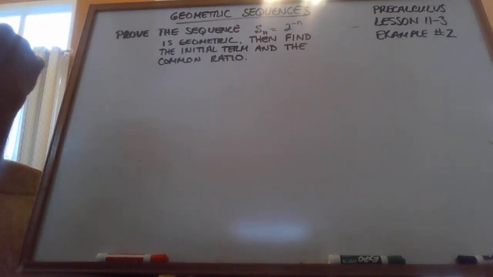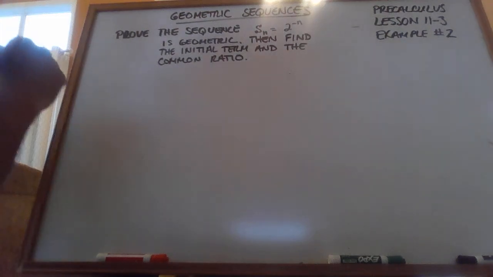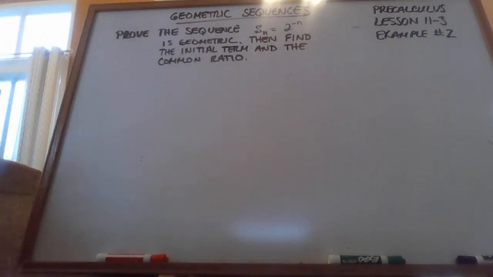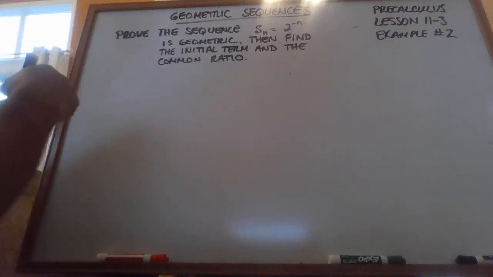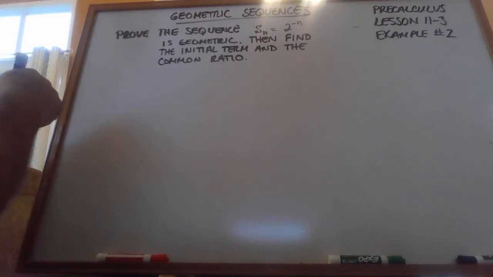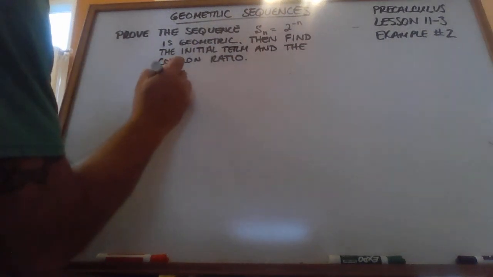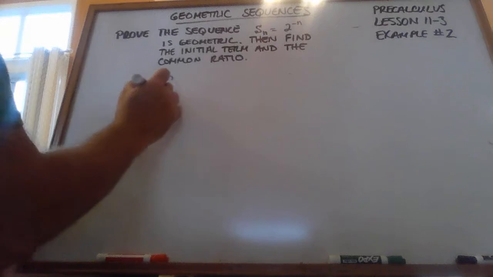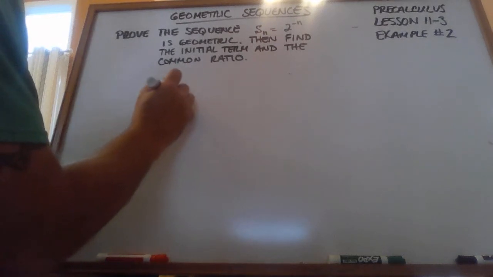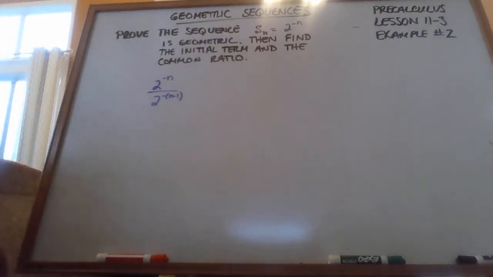So in order to prove that a sequence is geometric, you need to find a common ratio, and you do that by taking the ratio of the nth and the n minus 1 term. So the way we would do that is we would take 2 to the negative n, and we would divide that by 2 to the negative n minus 1. And we would show that that is a constant.